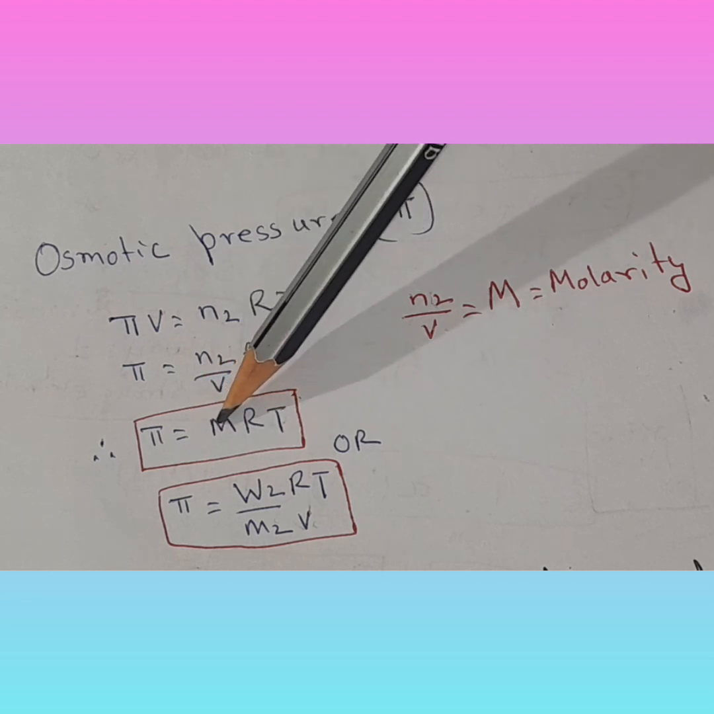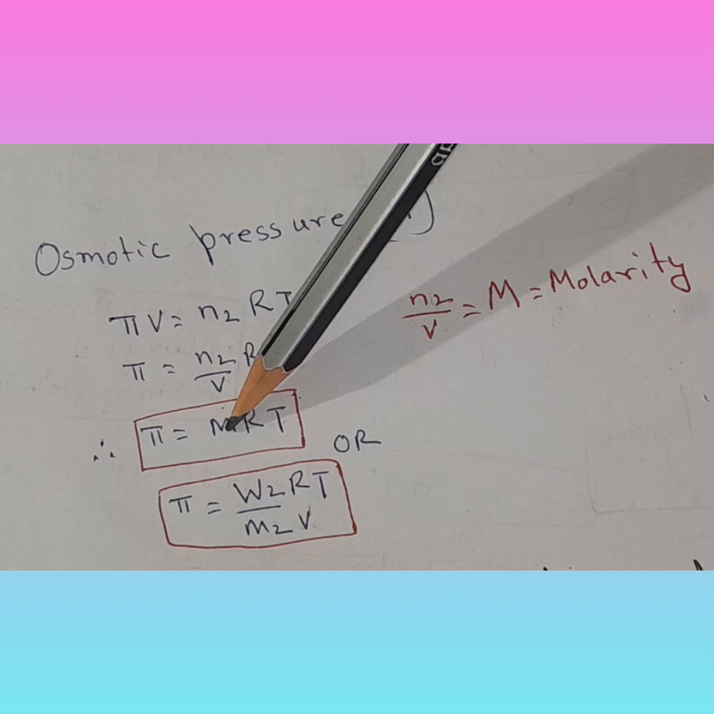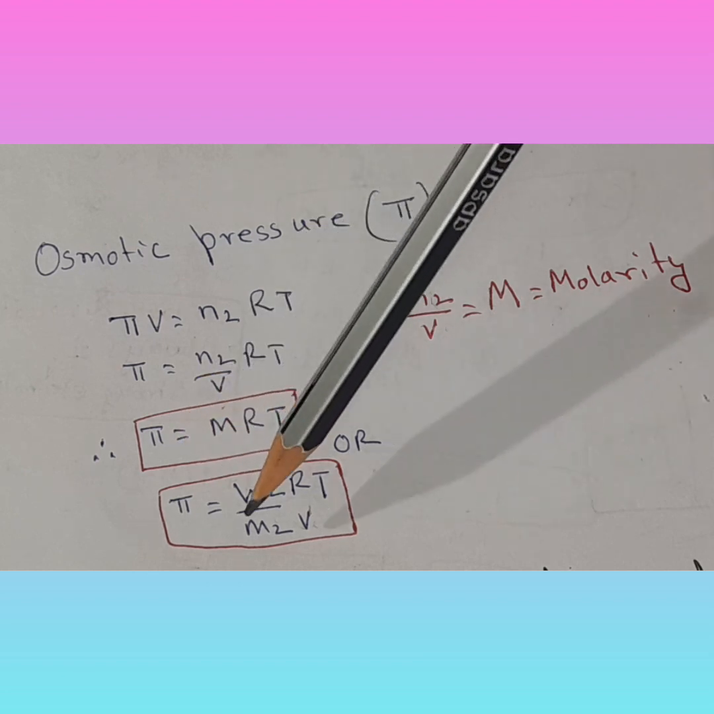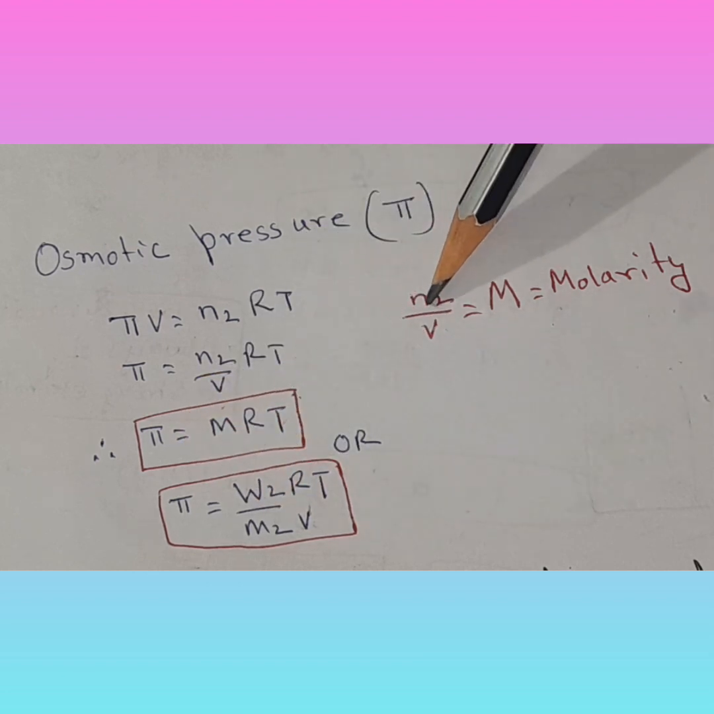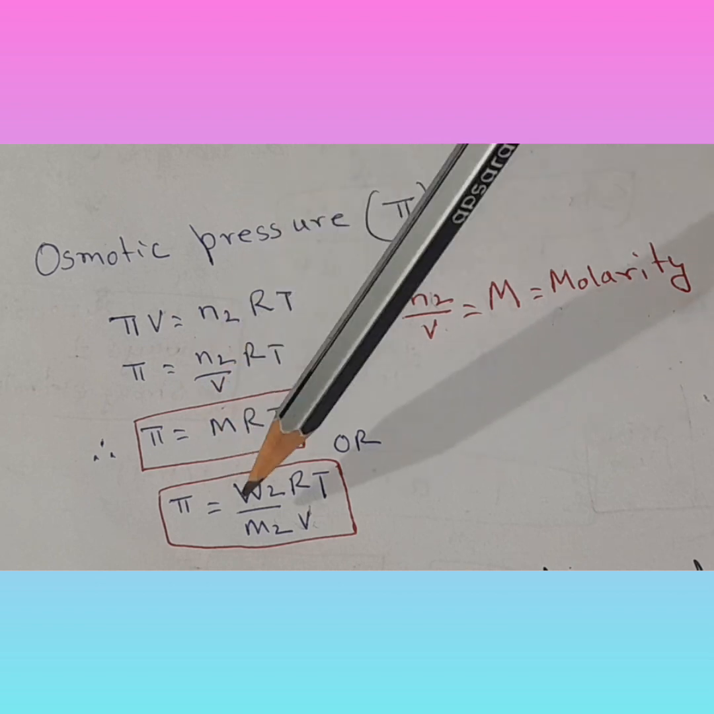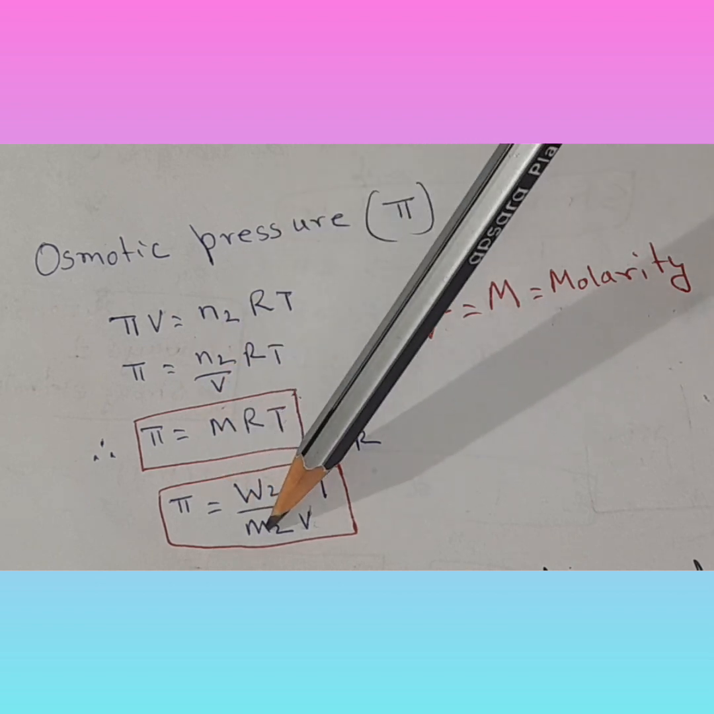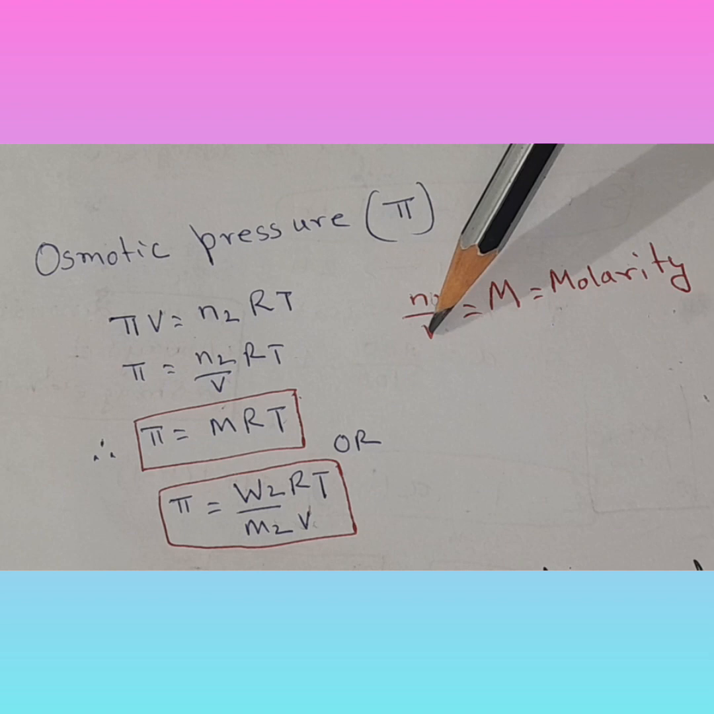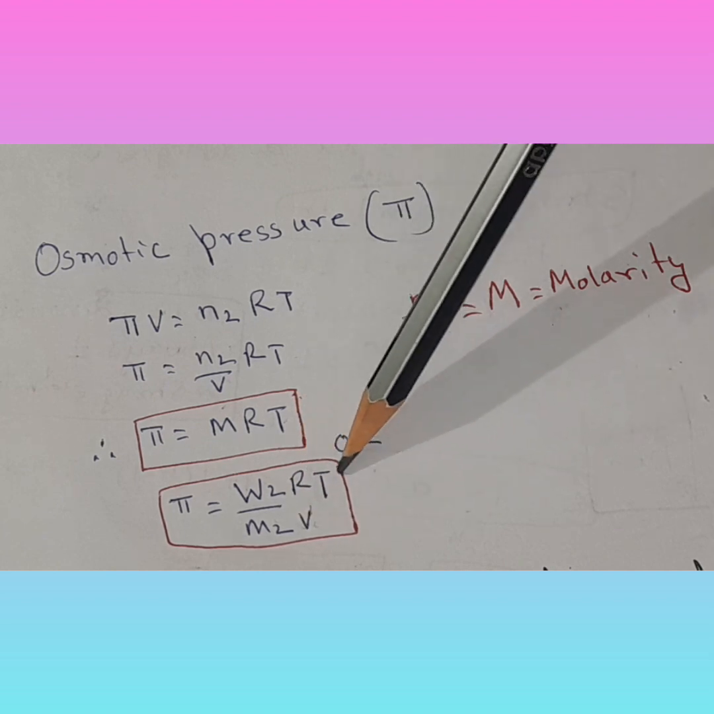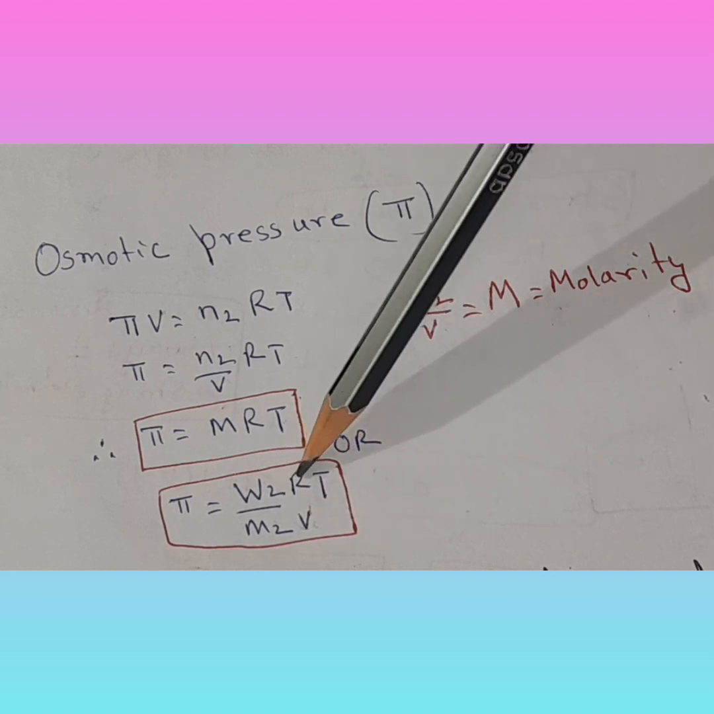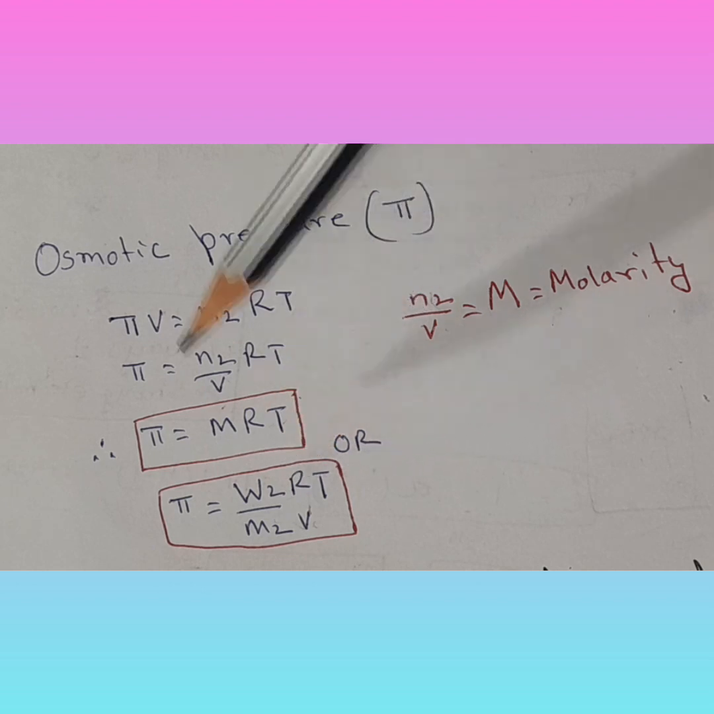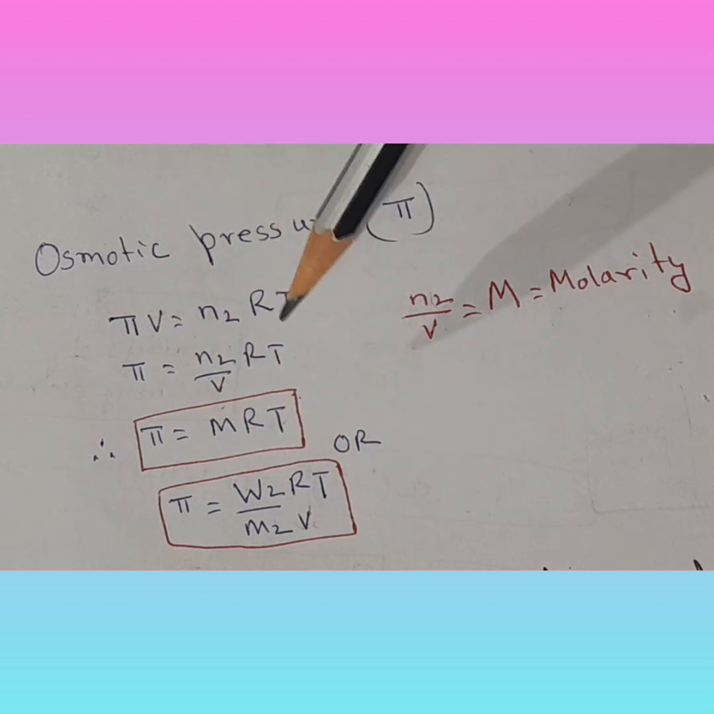Now instead of capital M RT we can also write W2 over M2, that is N2, weight of solute over molecular weight of solute, and divided by volume, RT. Where T is temperature and R is gas constant. So that's the formula derivation for osmotic pressure.